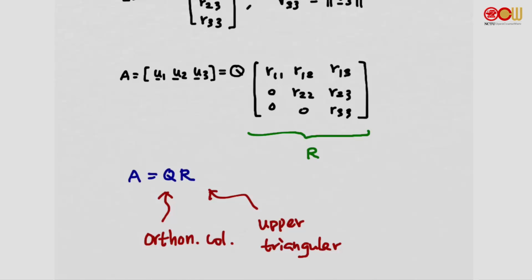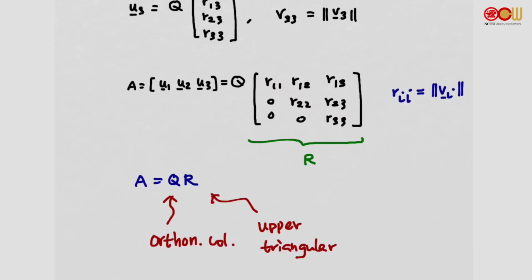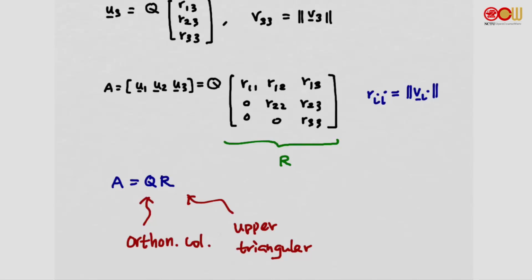So now what we have here is a factorization of A. We have factorized A into two matrices. One is a matrix that has orthonormal columns, and the other one is an upper triangular matrix. In this construction of a QR factorization, the diagonal entries of R are equal to the norm of vi, and so they are all positive.